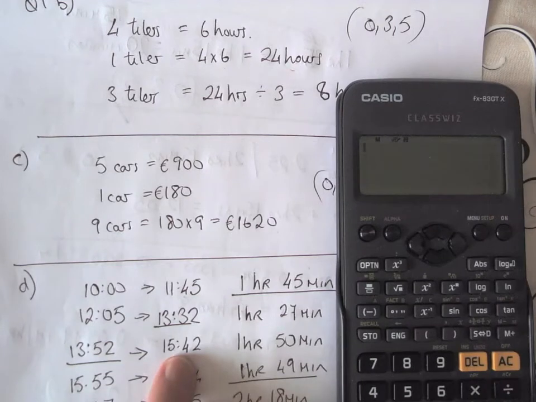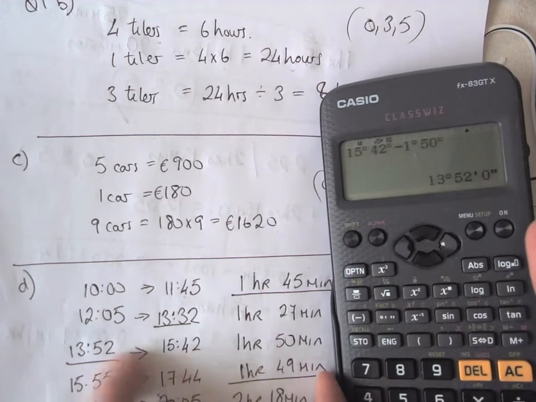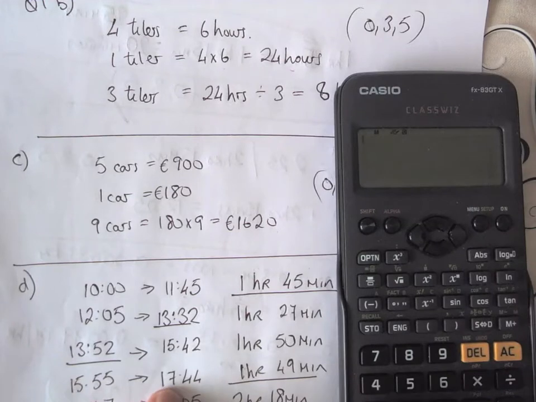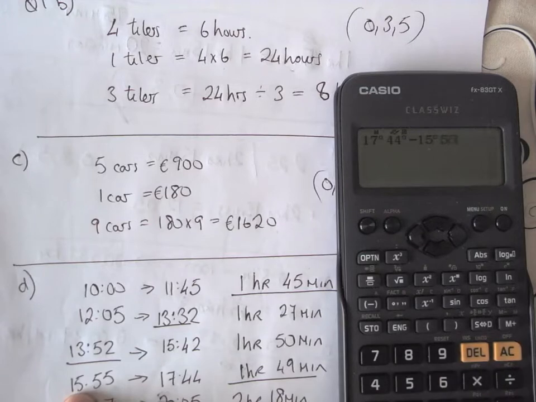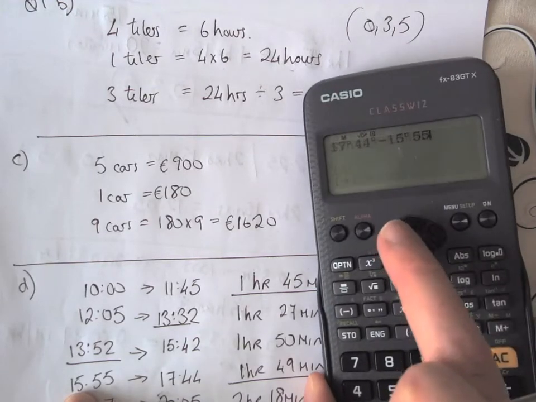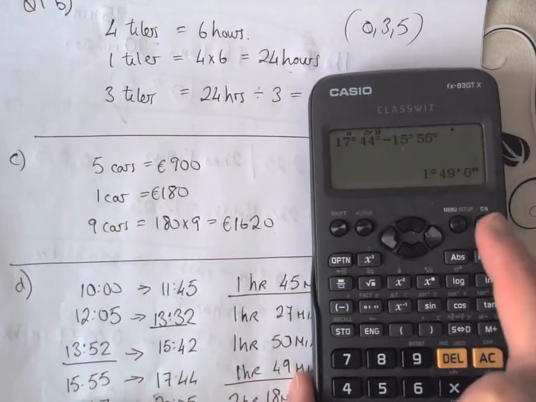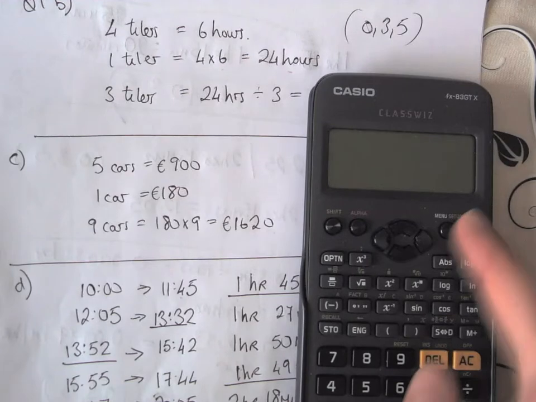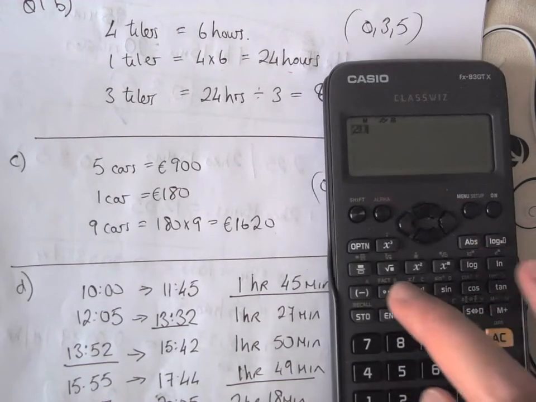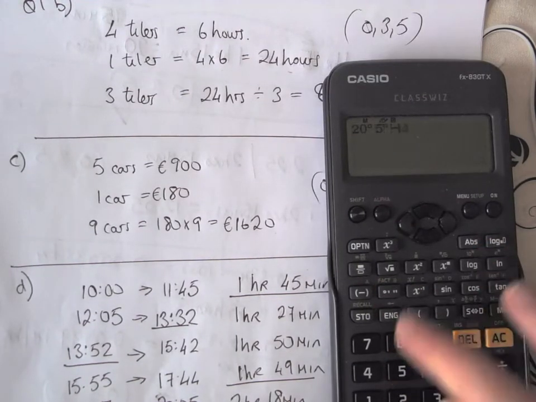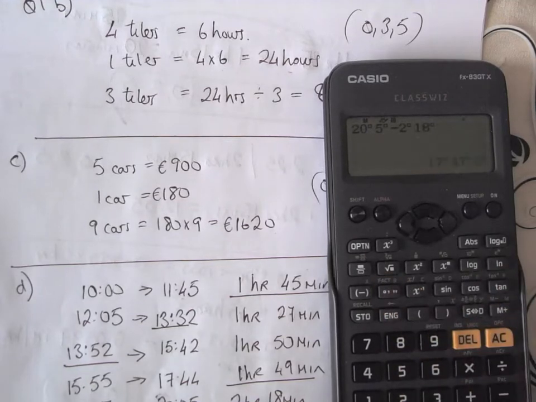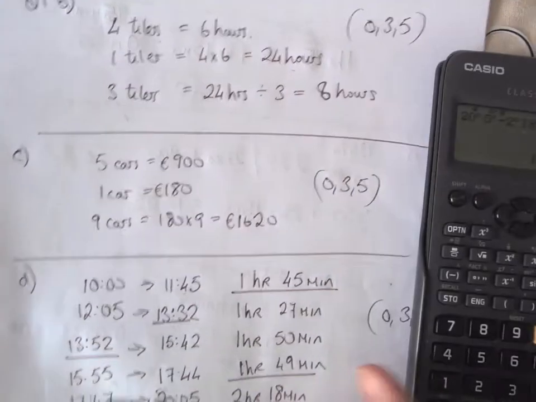Okay. So again, this finished at 15:42. So you're going to take away your 1 hour 50 minutes, and you get 13:52. And then 17:44 minus 15:55 gives you, don't forget to press the button at the end, 1 hour 49 minutes. If you get an error, it's because you've forgotten to press the button somewhere. And then 20 hours 5 minutes, take away 2 hours 18 minutes, leaves you with 17:47. Alright, so there are your answers.